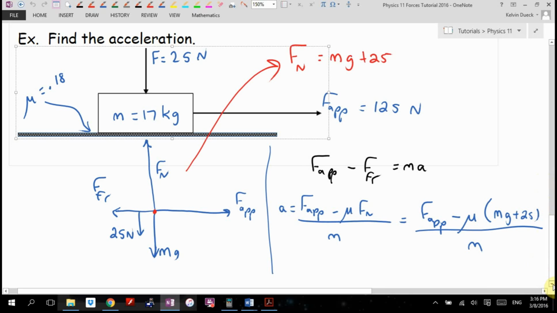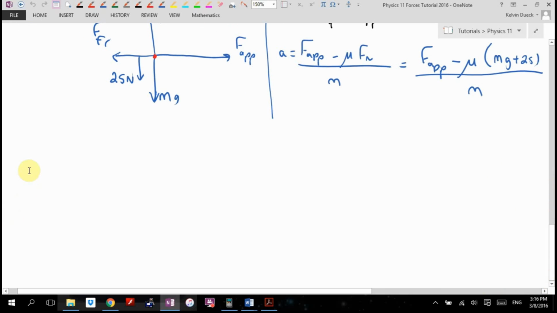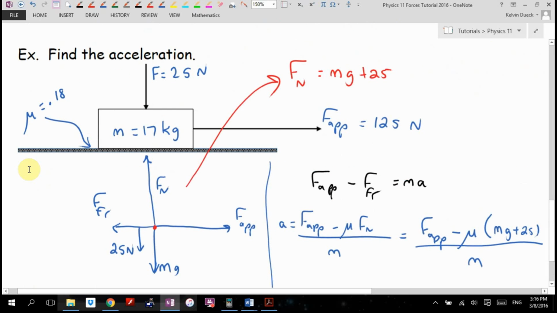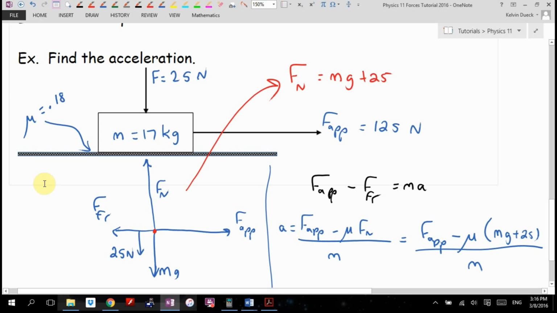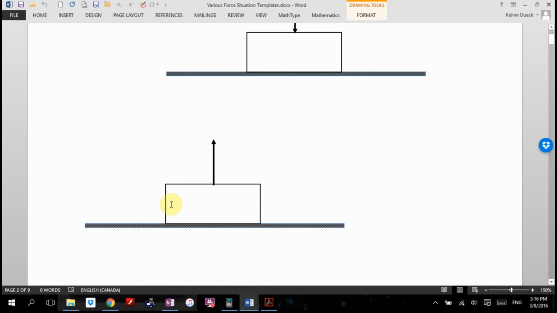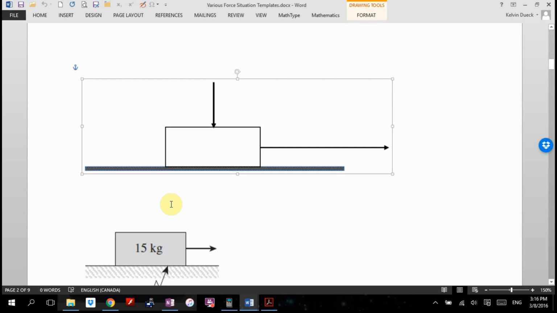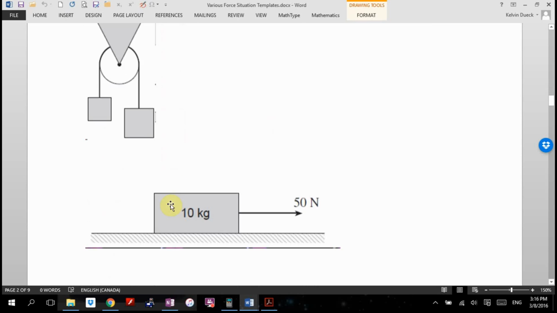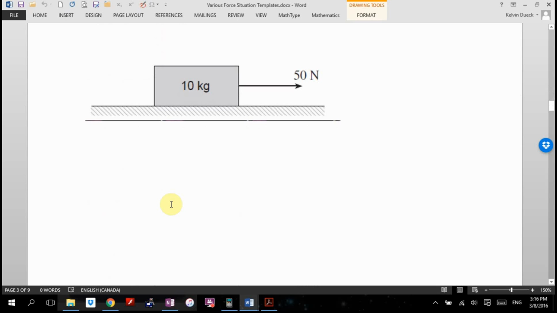What else could I do with this same question? Well, to be honest, I could ask you to find mu. That's too tough for this question. And if you can find the acceleration for this, I'm going to assume that you could handle finding the acceleration for something without a vertical force, like that right there.